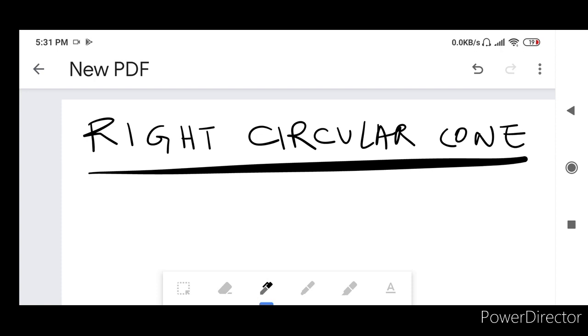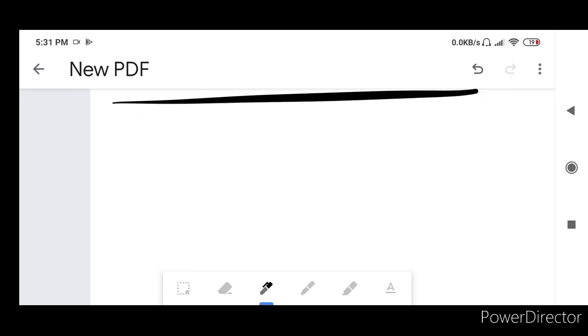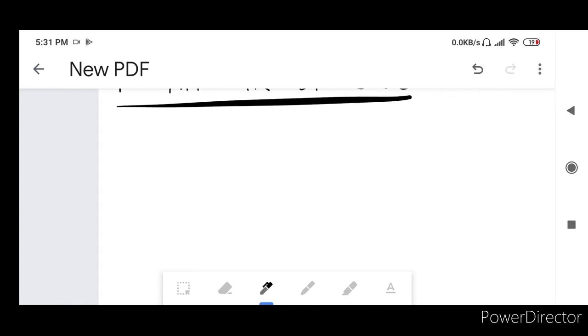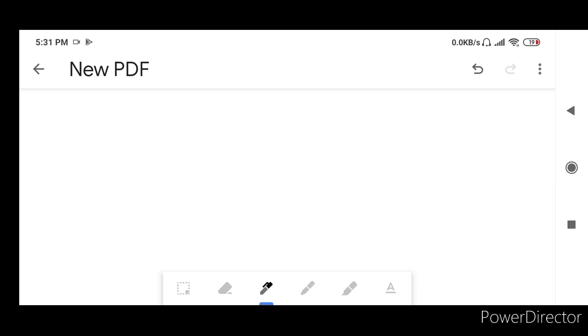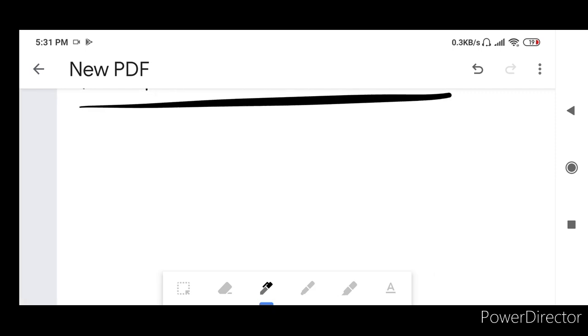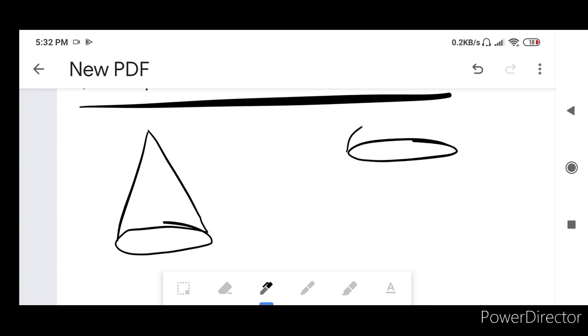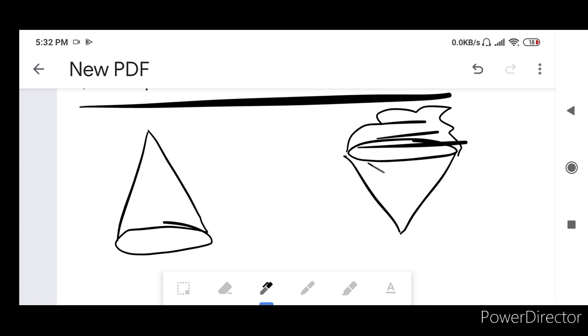Today in this video I'm going to start the right circular cone. Let us first understand what a right circular cone is. Let us first understand what a cone is. For example, you have already eaten an ice cream, right? It is in the form like this. The cap that you are seeing here, what is it? It is in the form of a cone.